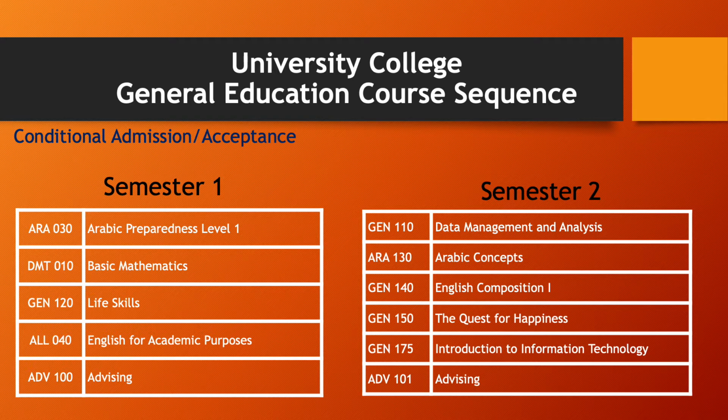So if you are conditionally admitted, your first semester you are likely going to take a variety of developmental courses. Developmental courses all start with a 0. So on your screen you can see ARA 030, ALL 040, and so on. General or UC courses that are at the beginning university level will always have a 1 in the beginning.